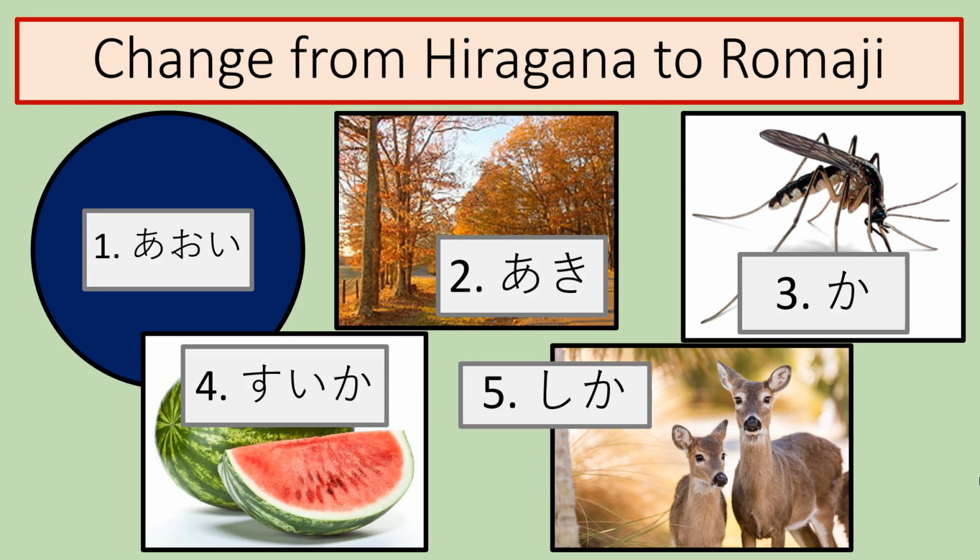Number 4, suika. So spelled su, and then the e sound is an I, ka, suika, which is watermelon. And number 5, shika, which are deer. So give yourself a mark for every hiragana you got right. How did you do? Let me know.